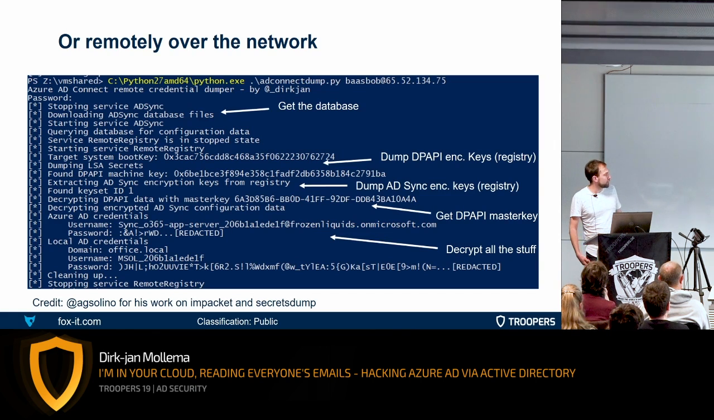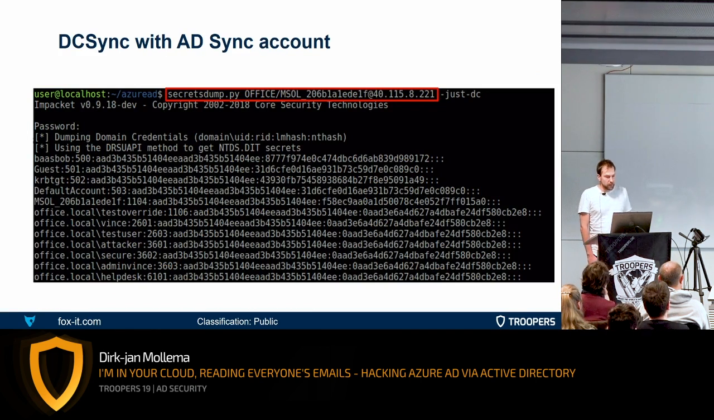And then we have the sync account for Azure AD and also for the local directory. And if we have the sync account with the local directory, we can of course run DCSync and get all the hashes. So now, by compromising the Azure AD Connect server, either remotely or via running the executables, we get full control over the on-premise Active Directory.